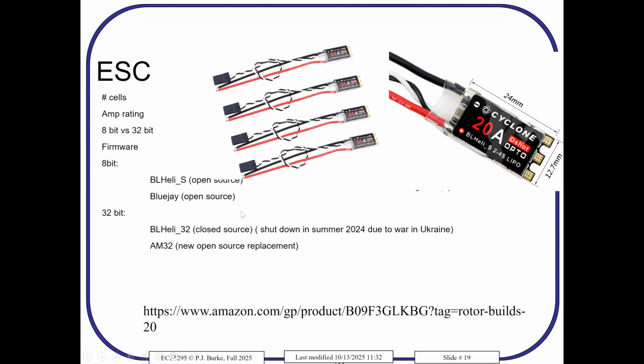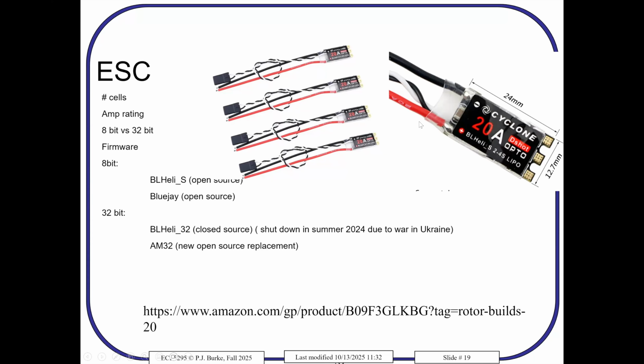Our class is using 8-bit, so this doesn't apply to our class. We're using BLHeli_S, which is the 8-bit version of BLHeli, and that is still open source. That was never proprietary. So that's what our ESCs are flashed with. It's called BLHeli_S, and you can get it on GitHub. You can compile it if you want, or you can download the binaries, or do nothing.